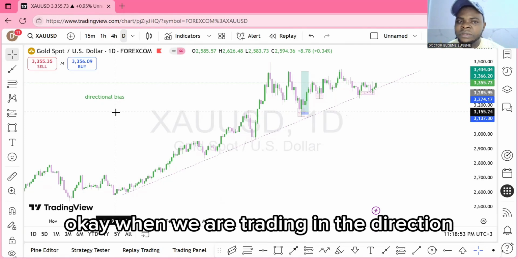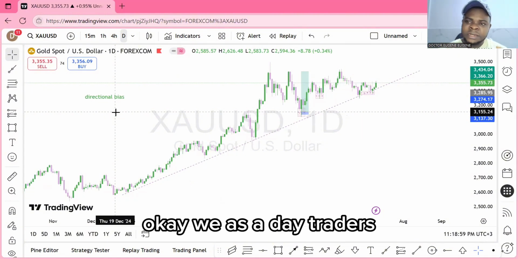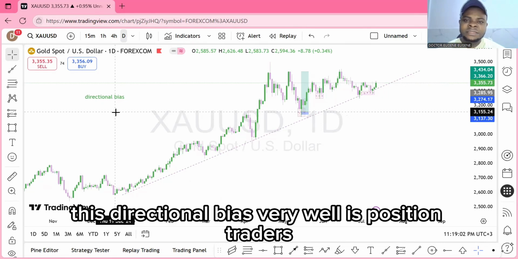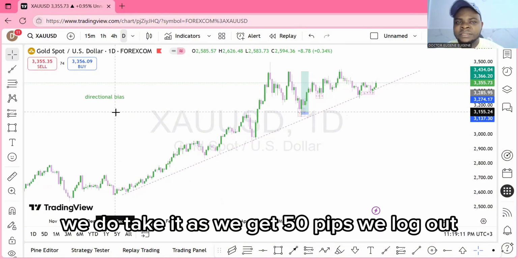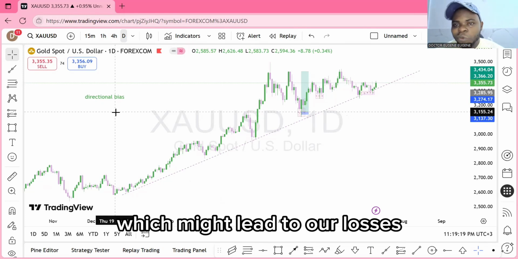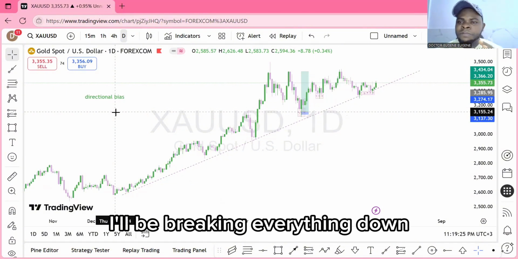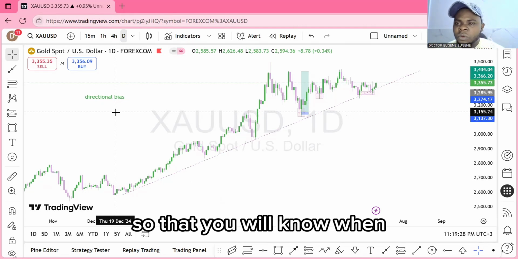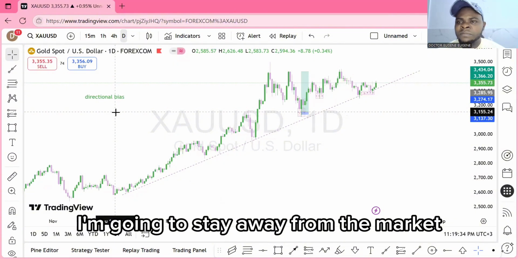Okay, when we are trading in the direction, this is directional bias. As day traders, the only people that understand directional bias very well are position traders. As for us day traders, we take it as, we get 50 pips, we log out. We get 100 pips, we log out. Then we keep on looking for new entries, which might lead to our losses. So here I will be breaking everything down so that you will know when to hold, when to stop, and when to stay away from the market.